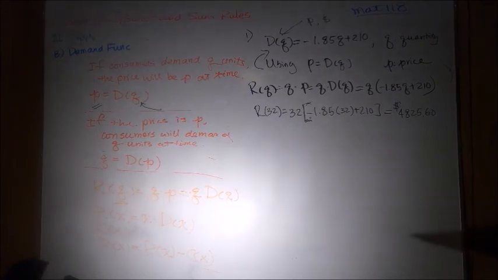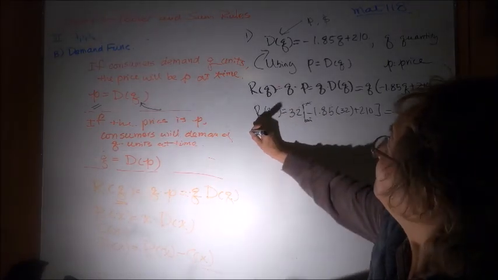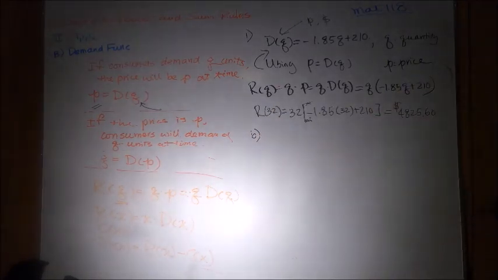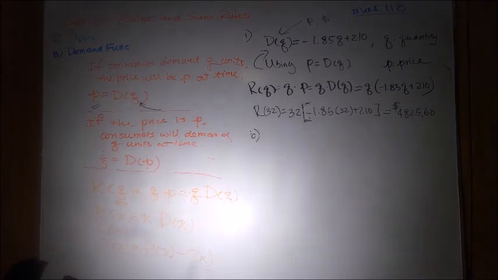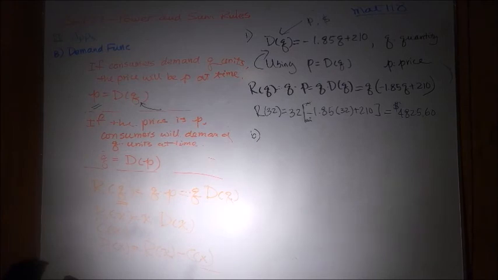And that's C. Then for the B part, it says the total cost to produce 32 items. Where is your cost function? Do we have it?